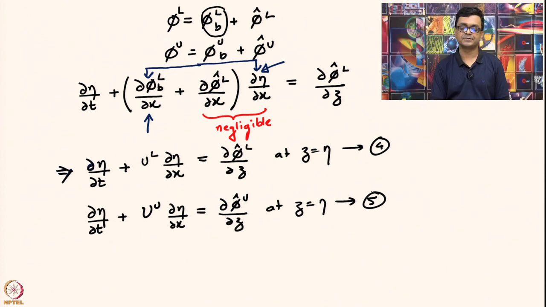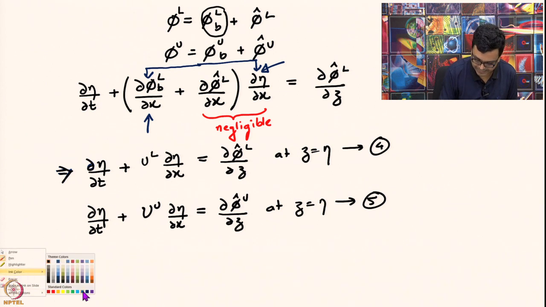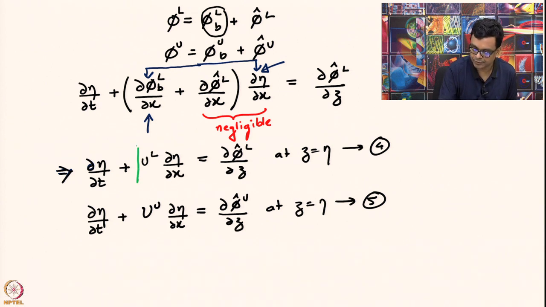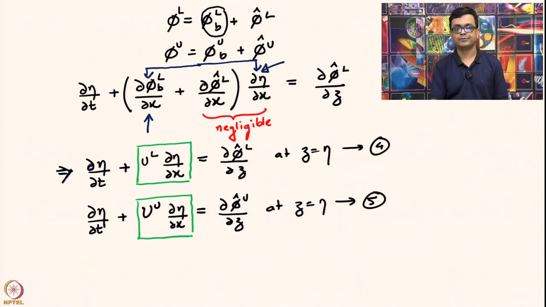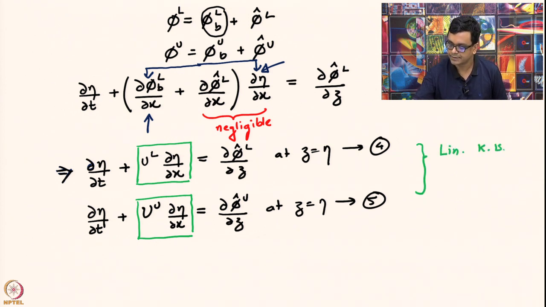You can see that now because of the presence of a velocity in the base state, we have picked up two additional contributions in both the equations. Earlier we did not have this term. So, I am just going to point out the additional term that we are getting. So, this is an additional contribution and this is an additional contribution. Both of them were 0 earlier. If you set u l is equal to u u equal to 0, you will recover the kinematic boundary condition that we have obtained earlier, the linearized kinematic boundary condition. So, this is the linearized KBC with a u u and a u l.